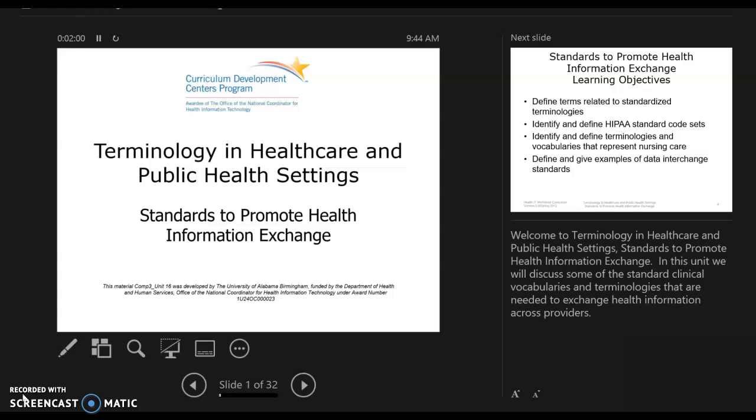Because we're learning about US-based healthcare information standards and interoperability, there's a wealth of information already prepared by the US government. This content comes from a grant from the Office of the National Coordinator for Health Information Technology. So welcome to Terminology in Healthcare and Public Health Settings, Standards to Promote Health Information Exchange.